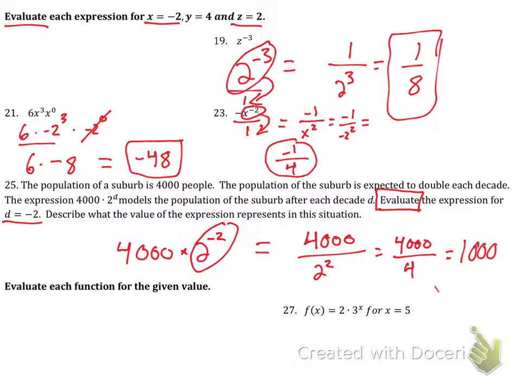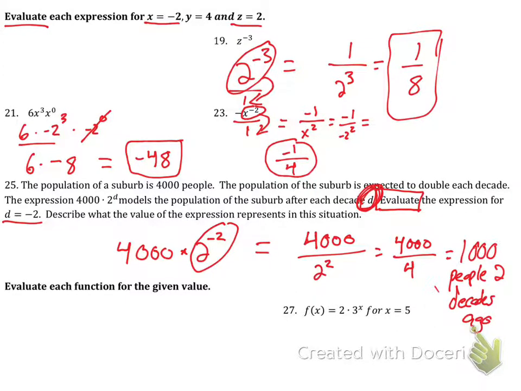It's a little bit tricky, but if d is representative of how many people, like what the decades are, having a negative 2 would be like saying going back 2 decades. So 1,000 people 2 decades ago.